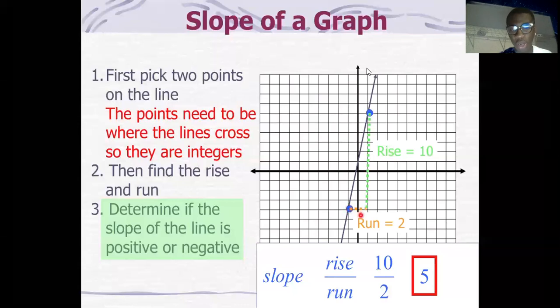Let's go over 1, 2. We went to the right twice. Now we're going to go up 1, 2, 3, 4, 5, 6, 7, 8, 9, 10. So we went up 10 and over 2. So we rose 10, and then we went to the right twice. So it's 10 over 2. 10 over 2 can be simplified, or divided, into 5.